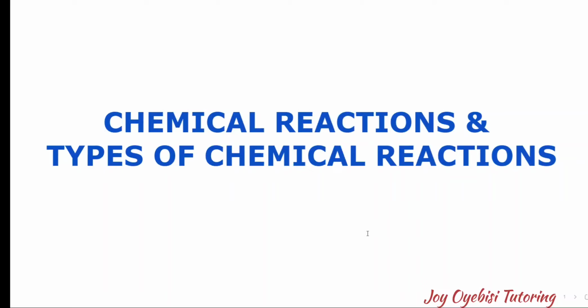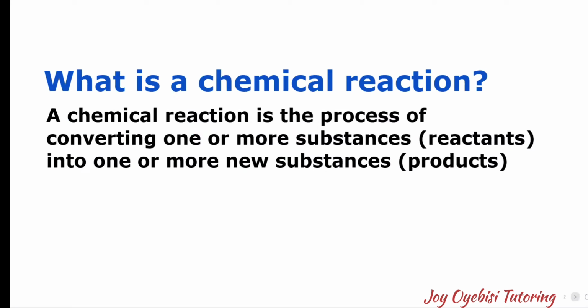In this video, we're going to be talking about chemical reactions and types of chemical reactions. To start, what is a chemical reaction? A chemical reaction is the process of converting one or more substances, which we usually call reactants, into one or more new substances called products.